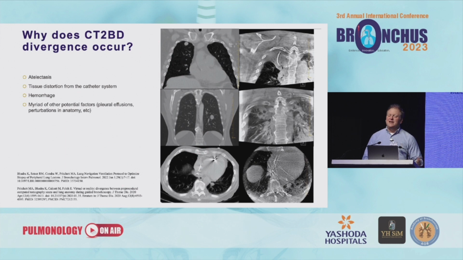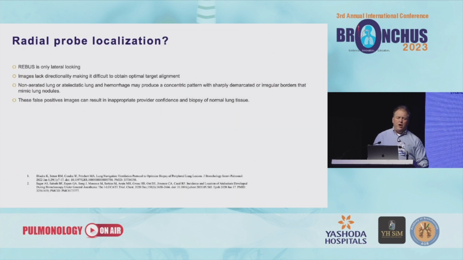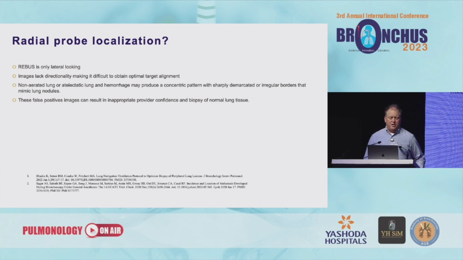So, why does it occur? We've already talked about it some. There's a really great online lecture for the Society for Advanced Bronchoscopy that Dr. Badra gave that really highlights the pitfalls of CT to body divergence. And atelectasis and tissue distortion and hemorrhage are one of the biggest causes. And you know, we always said, well, then the radial probe, that's real time, right? I mean, you see a lesion, how more real time can it be than radial probe? But it's only lateral looking. Even on Mike's really great video, he kind of got a hint of it because, of course, he was biopsying a lesion that was dead ahead, and it doesn't look dead ahead.